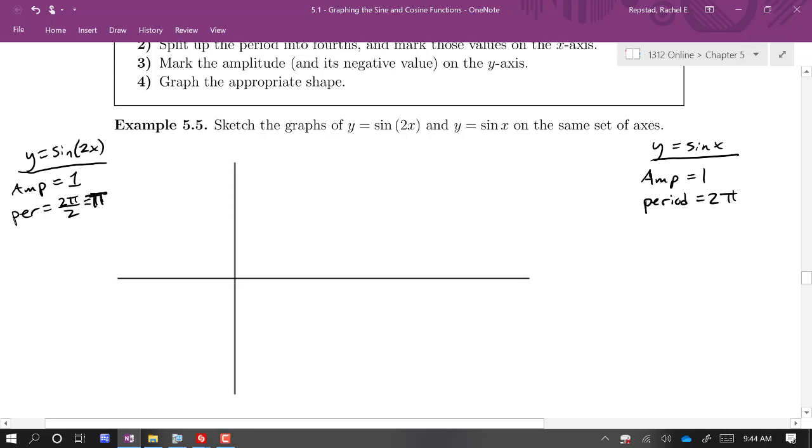So I wanted to write down the information for both graphs first, because I need to account for the longer period when I mark off my x-axis. So I need to be able to go out as far as 2 pi. So there's 2 pi, half of that is pi, and this is pi over 2, and this is 3 pi over 2.